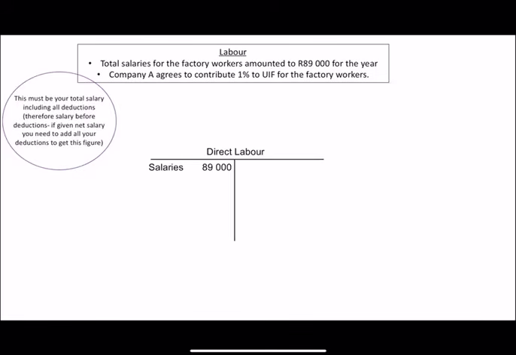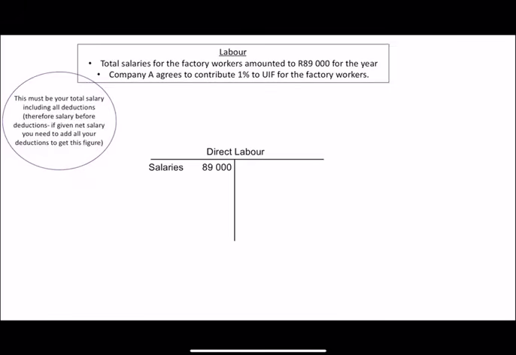So this must be your total salaries including all your deductions. When we give employees deductions and we have to remove it for UIF, pay as you earn, it must be included in this figure. So therefore, salary before deductions. If you're given your net salary, you need to add all your deductions to get this total figure of salaries. Everyone understand? Okay.